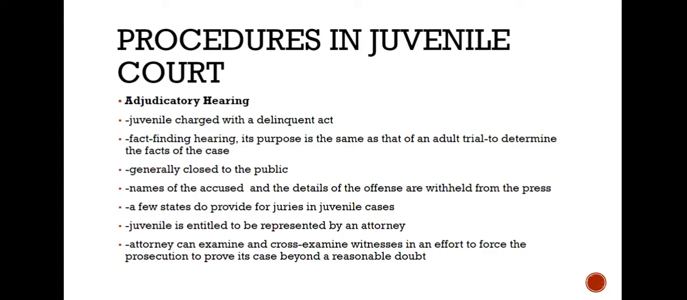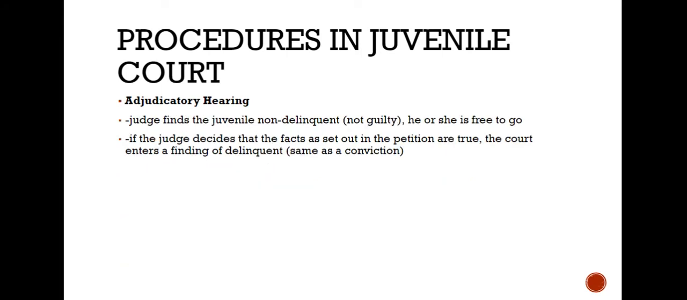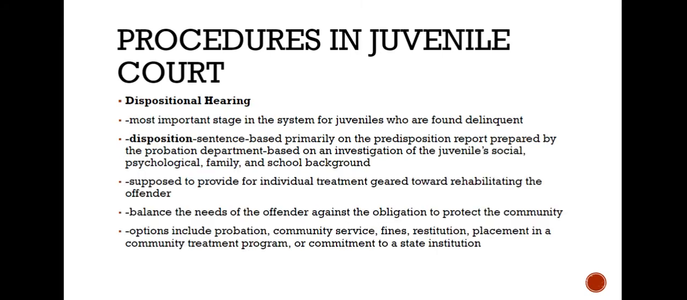Now, here we go. At this hearing, if the judge finds the juvenile non-delinquent, which means not guilty, he or she is free to go. Be sure you get that down. If the judge decides the juvenile is not guilty, he or she is free to go. End of case. If the judge decides the facts set out in the petition are true, the court enters a finding of delinquency. It's the same as a conviction. And we move to the next step. But if the judge determines the juvenile is non-delinquent, not guilty, he or she is free to go.